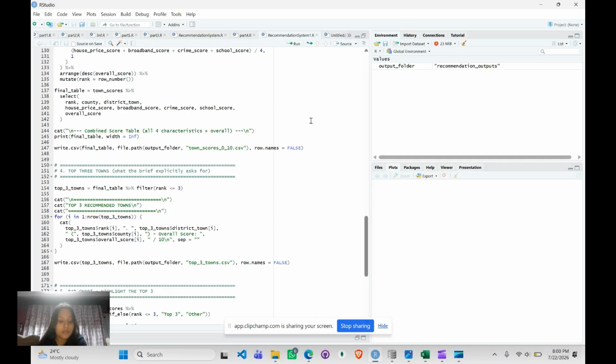So, in conclusion, the project demonstrates the complete data science workflow, starting with raw government datasets. I cleaned and integrated the data, designed a normalized database, performed statistical analysis and visualization, and finally developed a recommendation system that identifies the most suitable towns for property investment in Norfolk and Suffolk.